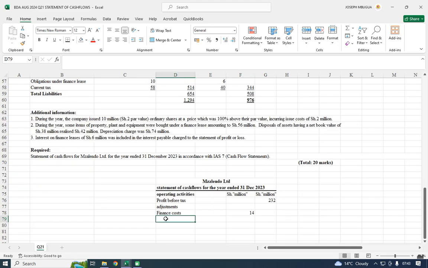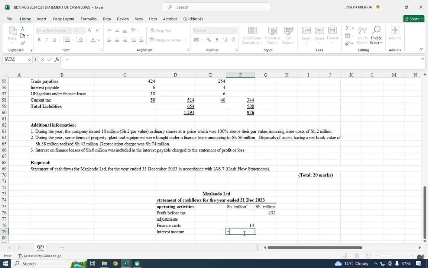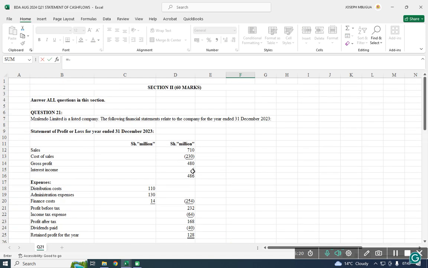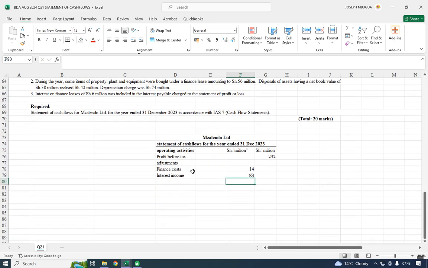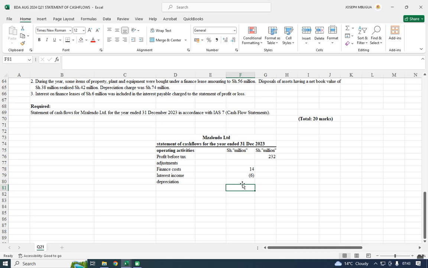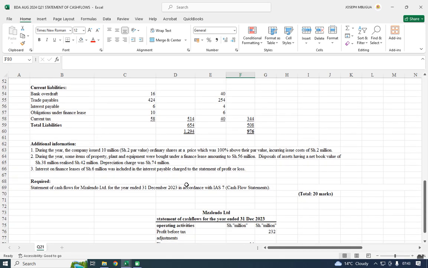The second one, I think I saw interest income. Yeah, there was this interest income, and that one was added, so we shall consider deducting it, the interest income, that way of -6. And the other one that we had, I think we had depreciation. I saw depreciation somewhere, and our depreciation charge was 74.